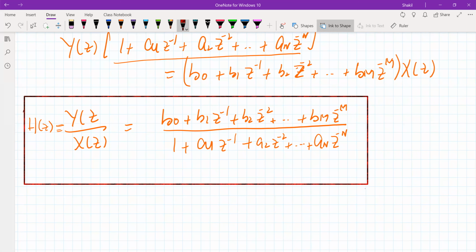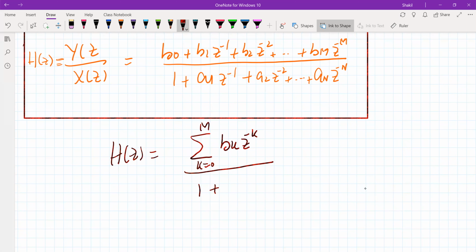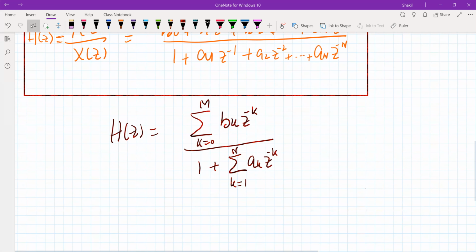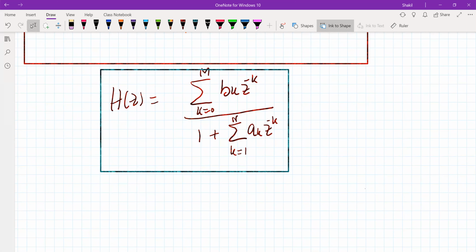We can also write it like this: H of z is the summation, k running from 0 to m, of bk z raised to minus k, divided by 1 plus the summation, k running from 1 to n, of ak z raised to minus k. So this is also the transfer function of the system.